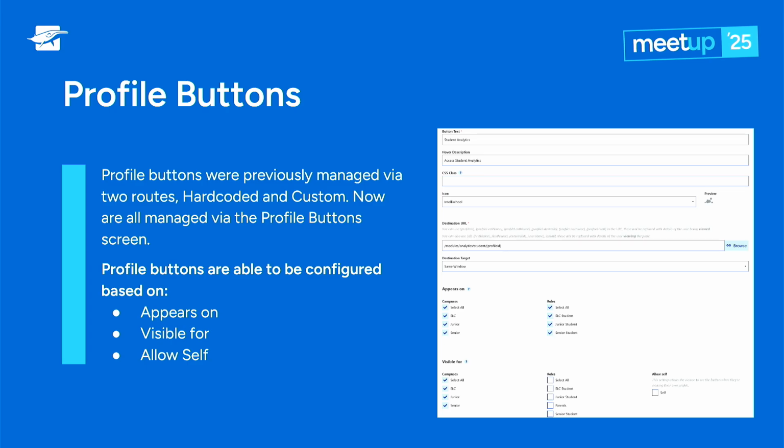Importantly, just keep in mind and understand this concept of allow self. That means that for a student, you might have their button to go to their reports. You don't want that visible to other students, but you do want it to be visible to the student themselves. And that's what the allow self checkbox allows you to enable. So, that's pretty much it.